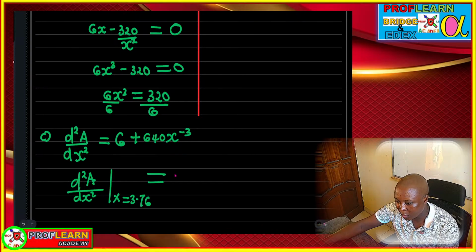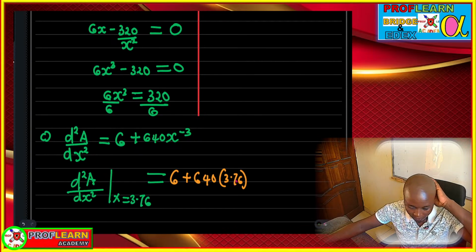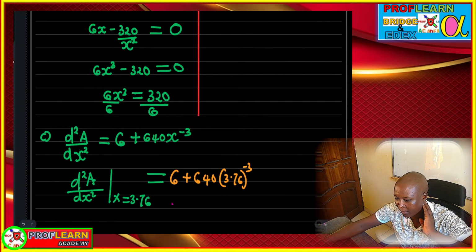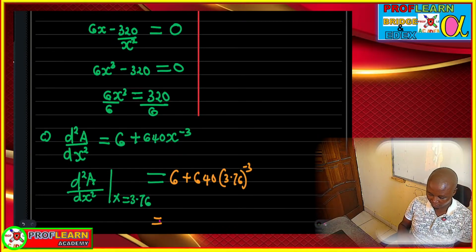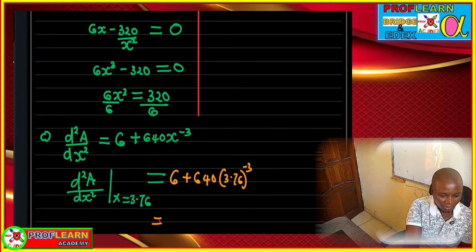Yeah, so that's going to be 6 plus 640 into 3.76 raised to power negative 3. Let's check the answer it will give us. 6 plus 640 into bracket 3.76 raised to power -3. That gives us a value that is 18.